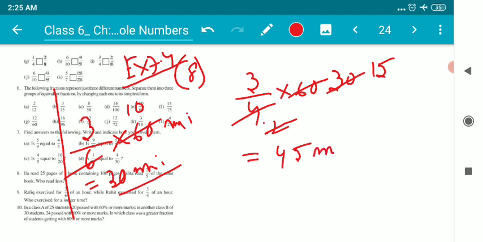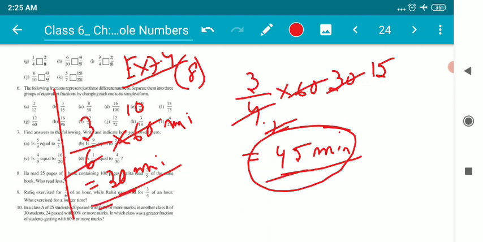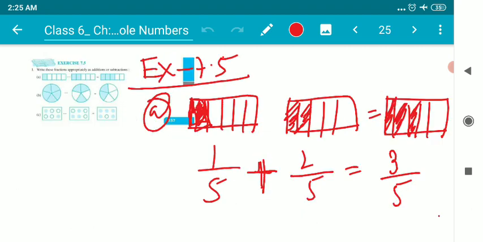So who exercised for more? Rohit exercised for more. He exercised for 45 minutes, whereas Rafiq exercised only for 30 minutes. So these are very simple concepts, children. I want you to try this out in your copy.